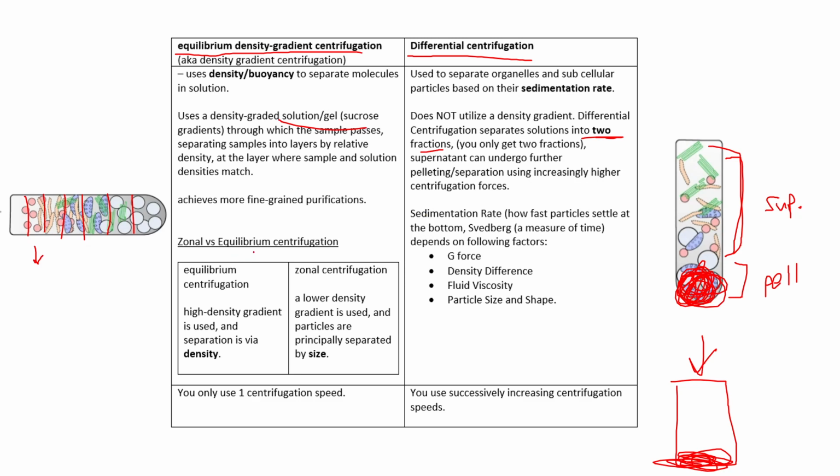And then density gradient centrifugation can be further subclassified. I'm not going to go into that, you can read it if you want to. The main difference is that because you're fractionating with a density graded solution, you only use one centrifugation speed, whereas here you use successively increasing centrifugation speeds.